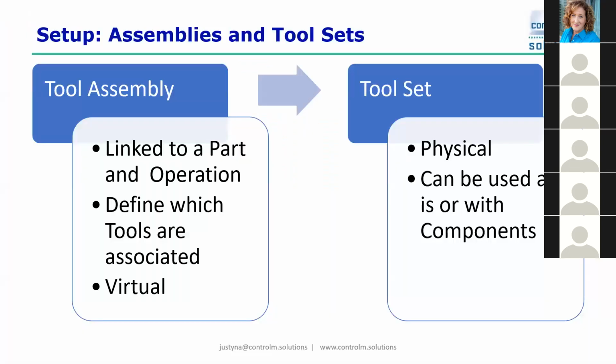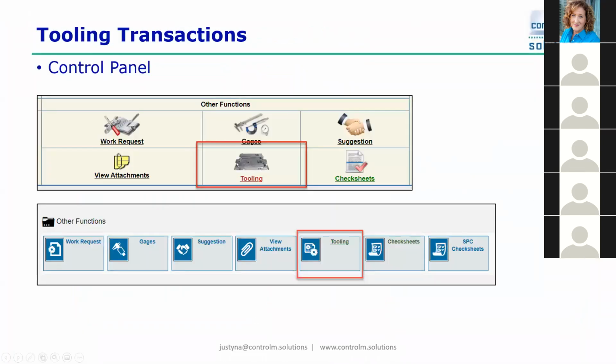Okay, back to my presentation. All right. So in this slide, you can see the control panel. I've got two screens here. The top is a screenshot from Classic. The bottom is from UX. And if you note, one of them is red and the other one is green. Yes, I did that intentionally.